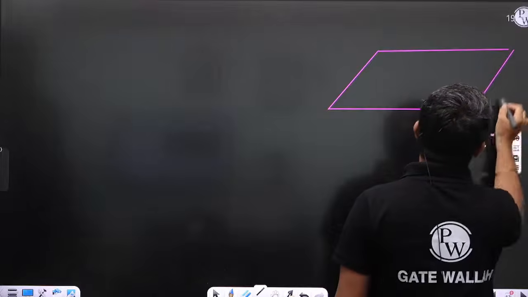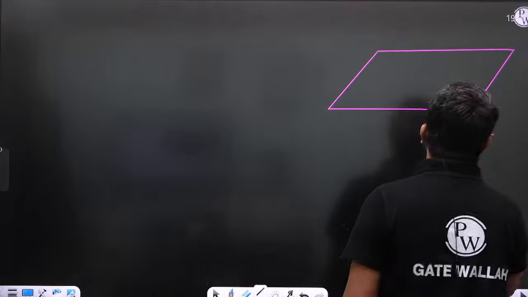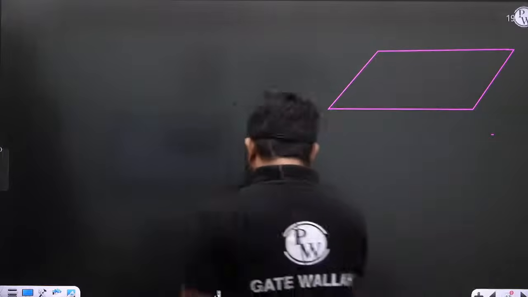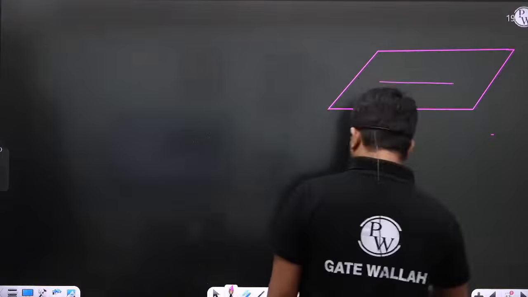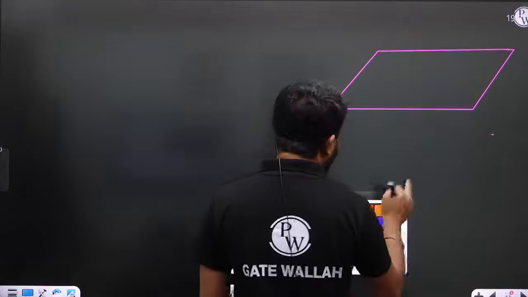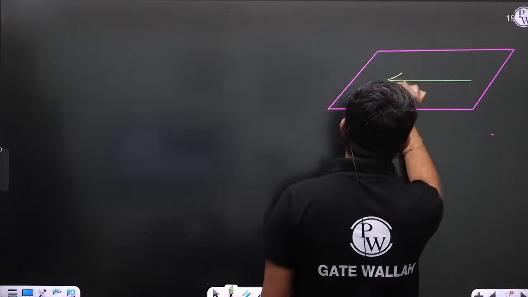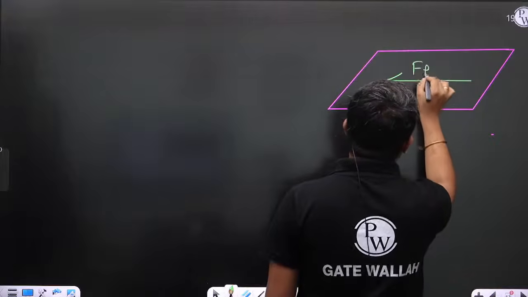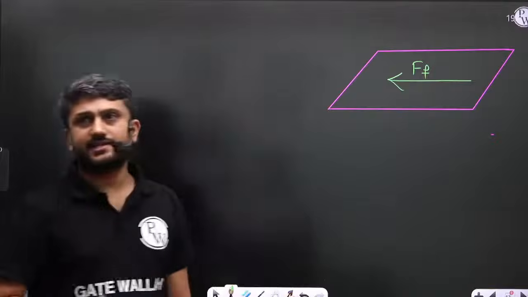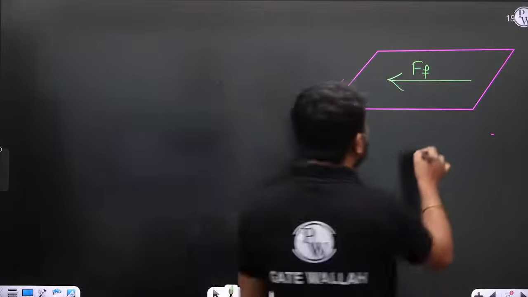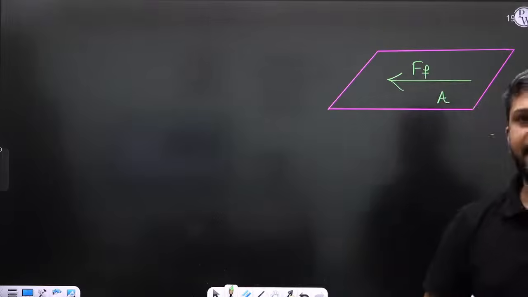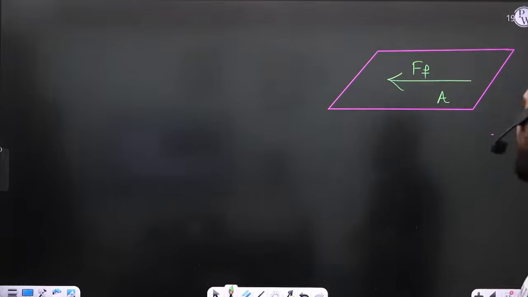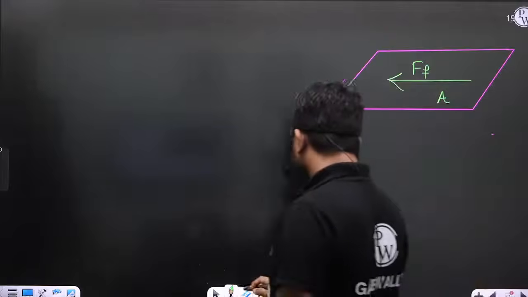This is the top view of the fluid layer. Okay, now see here, friction force is acting like this. This is the friction force. And let us consider this layer having area that is capital A.